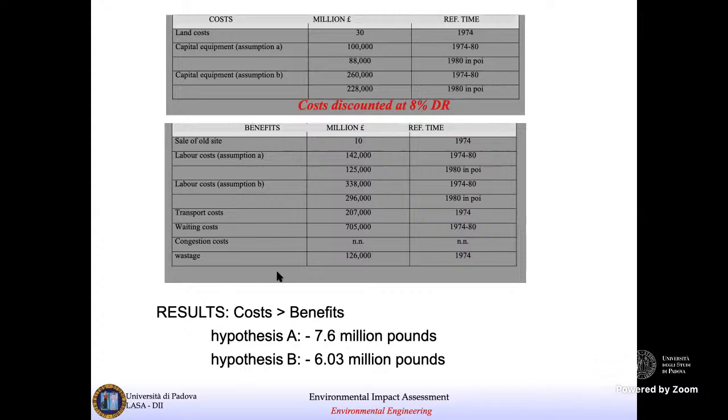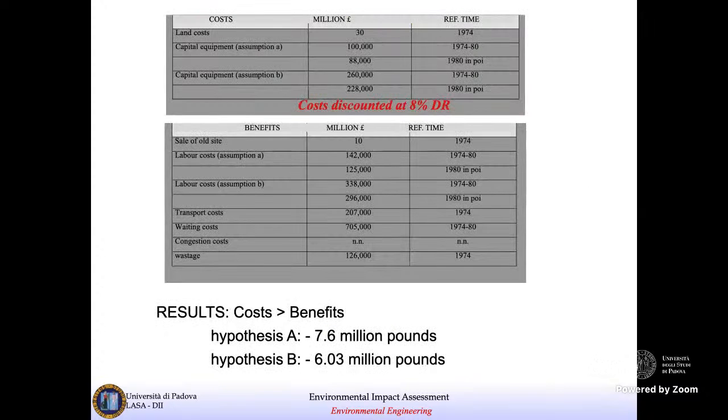The result of this evaluation was that the costs were larger than benefits. In the case of hypothesis A, we had a difference of 7.6 million pounds. In the case of hypothesis B, the difference was 6.03 billion pounds. So this is why today the Covent Garden market is still at the place where it was one century ago, because the analysts evaluated it was not convenient to displace. Okay.